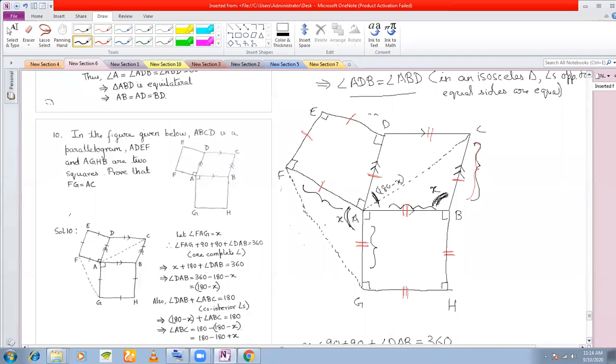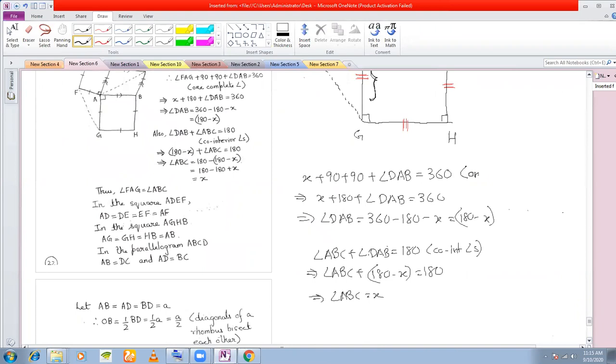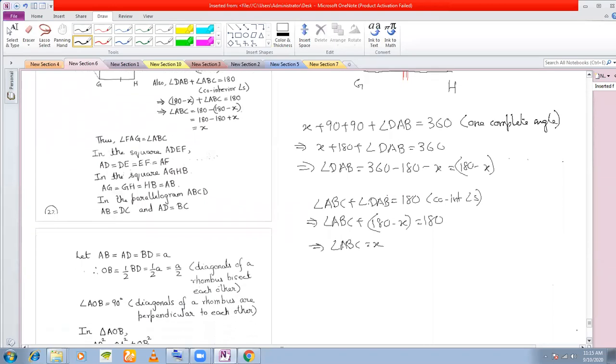So by what axiom can I say these two triangles are congruent? If you see in this triangle, this side is involved, this side is involved, and this included angle is involved. Side, angle, side. So it has to be the SAS axiom. Okay, so here I give my reason: one complete angle. And I say that ABC is also x.